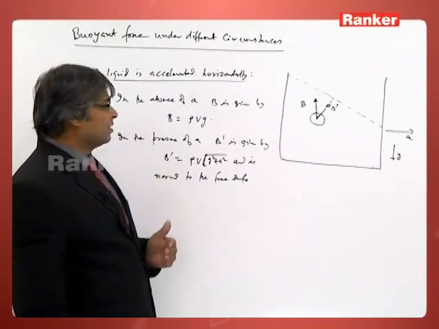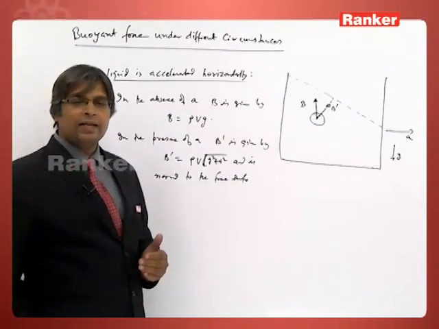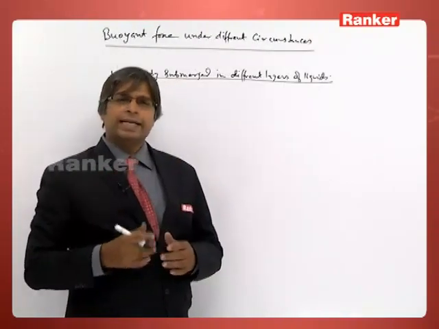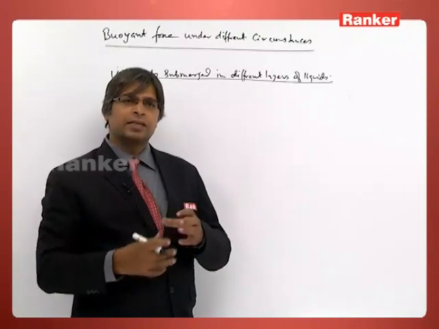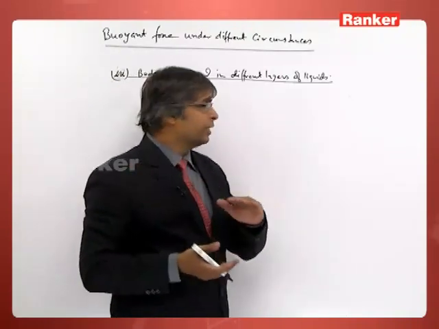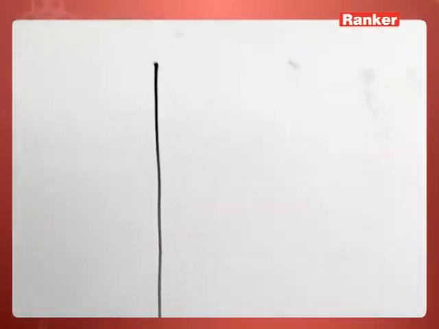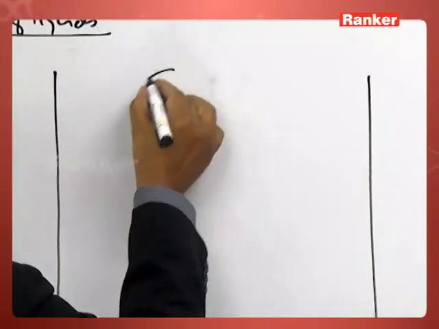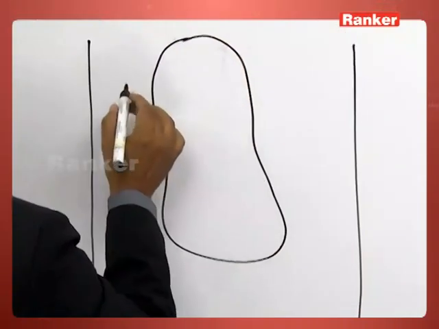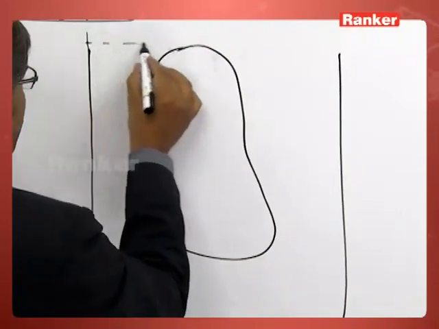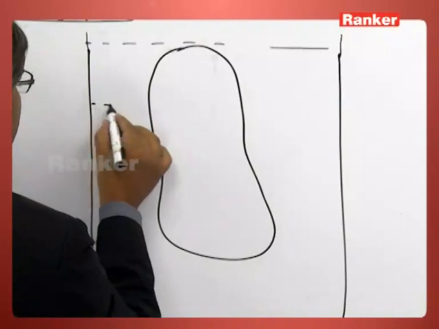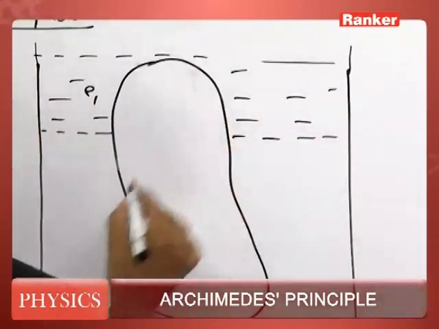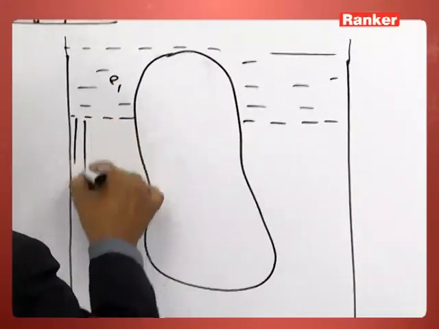So now we will take up a fourth example where we have different layers of different liquids. Now let us take an example where a body is inside different layers of a liquid. So here we have a body. Suppose I have a body like this and it is inside a liquid. First liquid of density rho naught, and next part is this liquid.